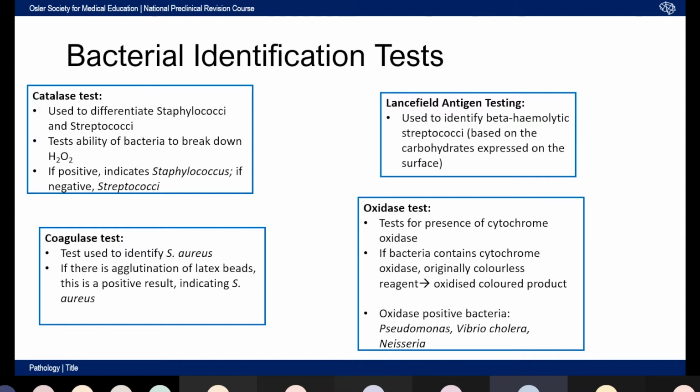And the coagulase test can be used to identify Staph aureus. So it's an agglutination test, and if there is agglutination of beads, then this is positive, and that indicates Staph aureus. So then there's Lancefield antigen testing, which is used to differentiate beta hemolytic streptococci based on the carbohydrates that they express on their surface. And the oxidase test, which tests for presence of cytochrome oxidase. So if bacteria contain this enzyme, the originally colourless reagent will turn to an oxidized coloured product. And then a list of some of the oxidase positive bacteria you may come across.